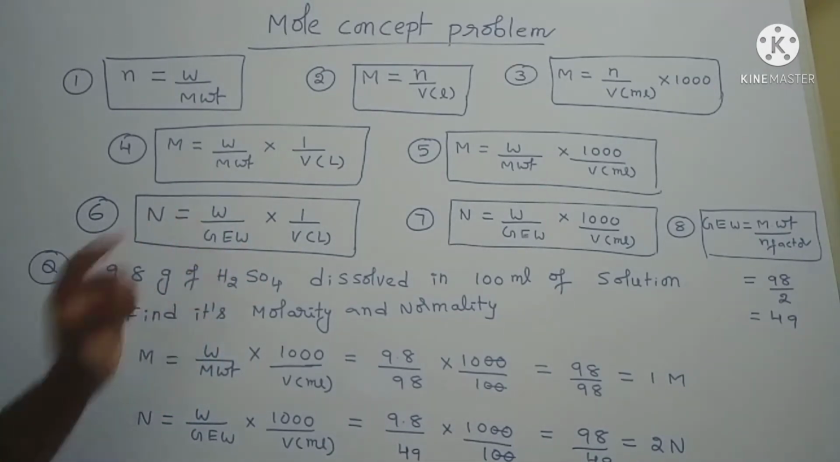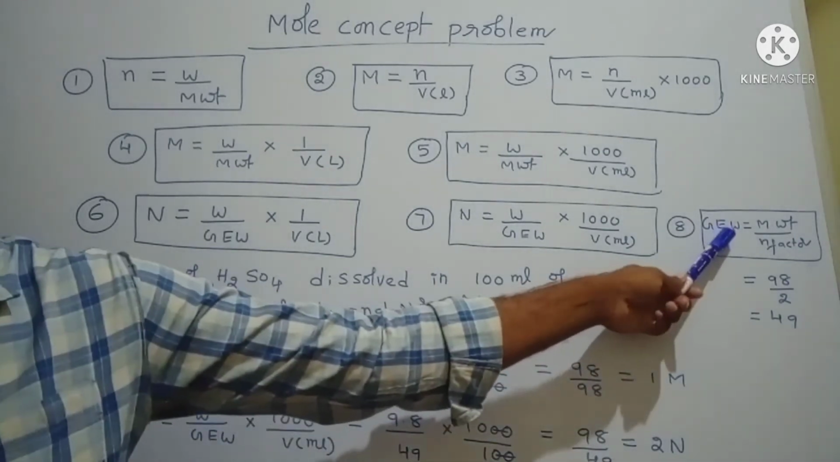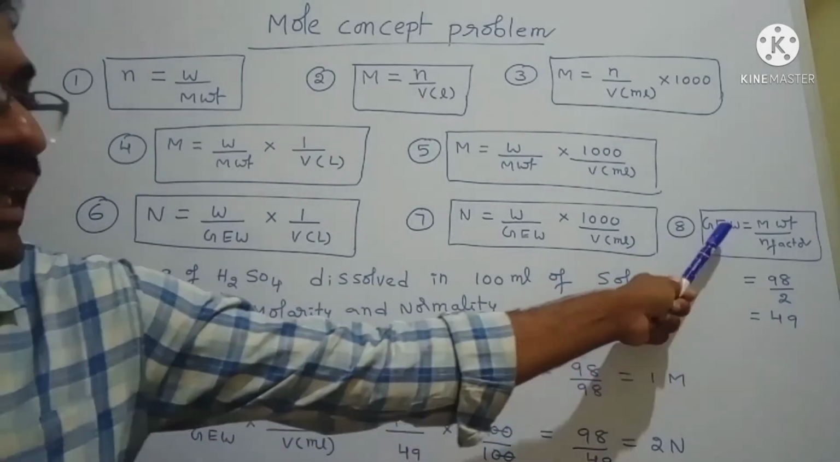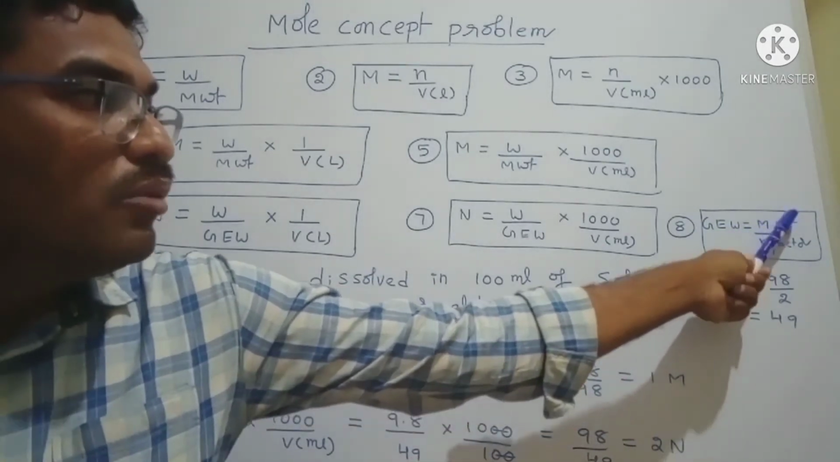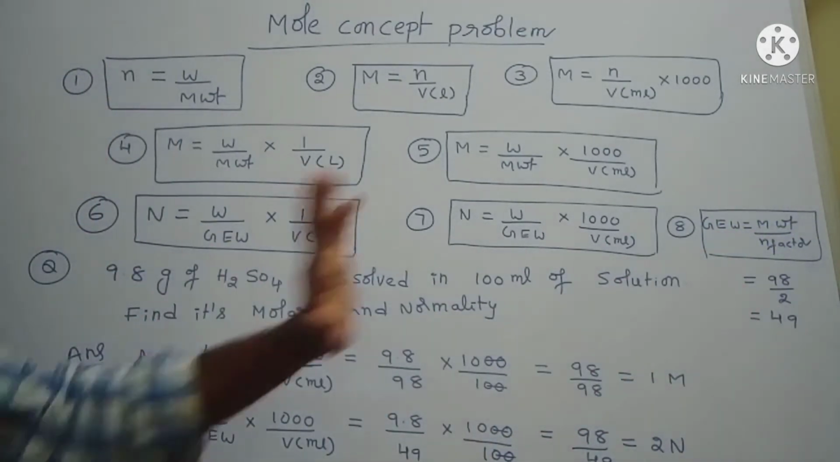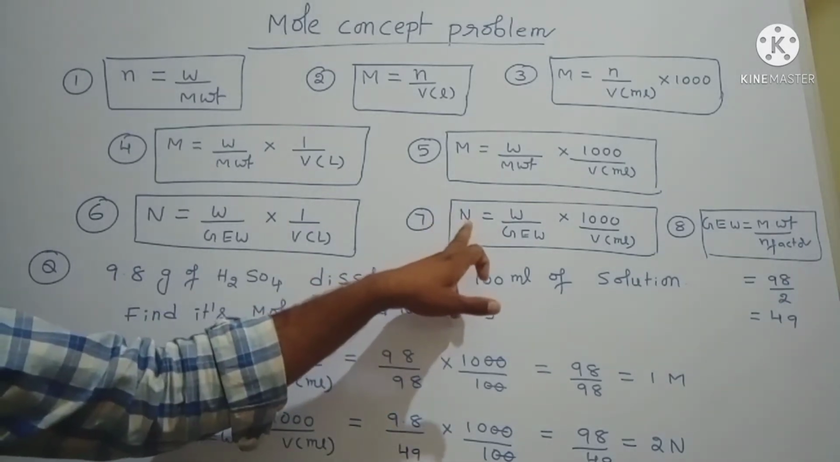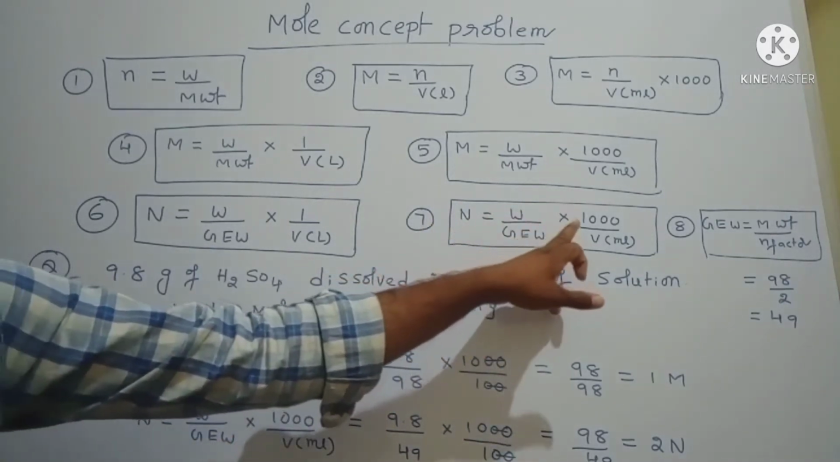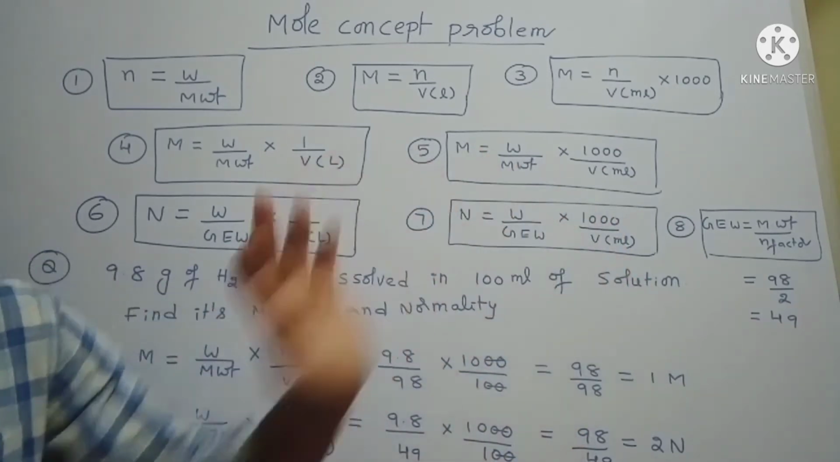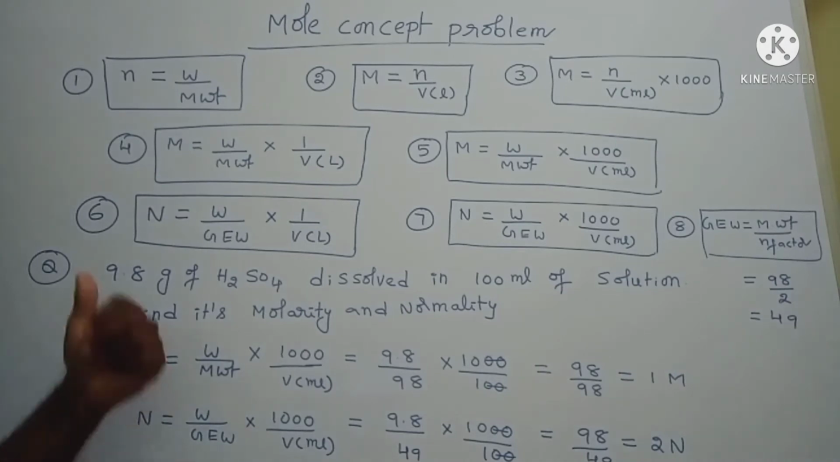This gram equivalent weight we are calculating with the help of this formula. Gram equivalent weight is equal to molecular weight by n factor. Now, suppose V is given in ml, the normality formula is weight by gram equivalent weight into 1000 by V in ml. See, in problems they are asking like this.